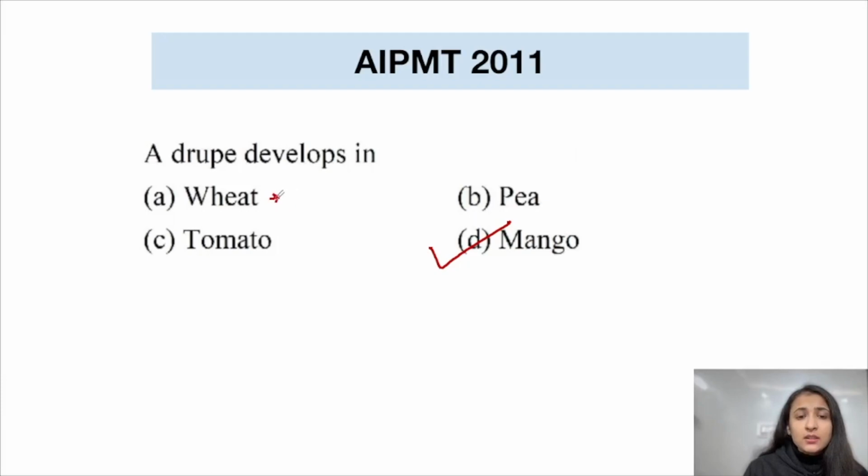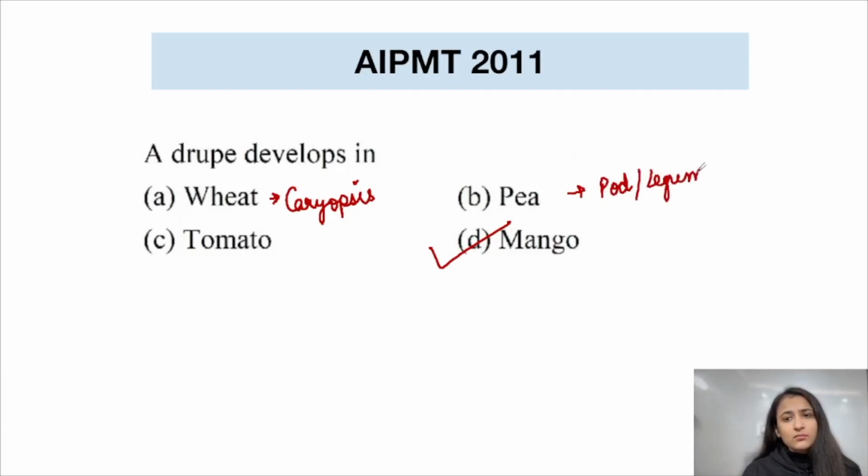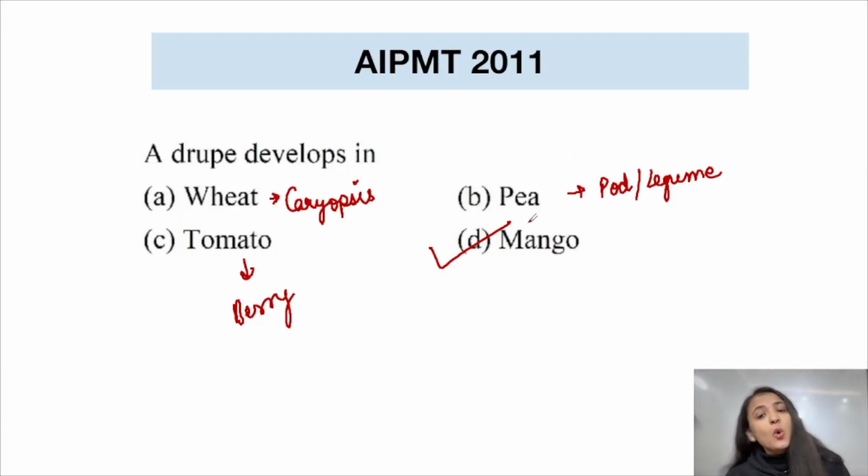In wheat, the fruit is caryopsis, not a drupe. In pea, it is a pod or a legume. In tomato, the fruit is known as a berry, which is fleshy, not hard. In mango, the gutli, which is the innermost region surrounding the seed, represents the very thick and hard stony endocarp. In coconut, we all know that the endocarp is very thick and stony. The outer layer of the coconut is very hard. So the correct answer to this question is option number D.